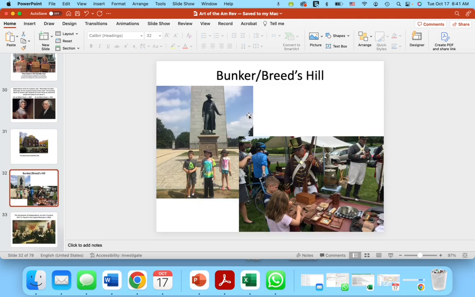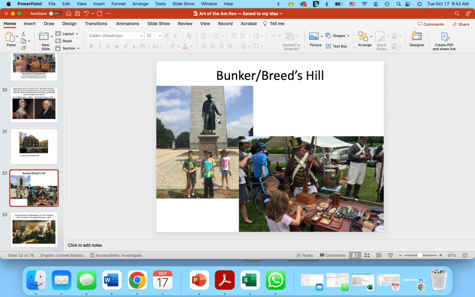We get the Battle of Bunker Hill. Actually, it happened on Breed's Hill. Okay, and here are my kids at the monument. And the British come up the hill. Stupidly, they attacked uphill, and the colonists waited till they were up close. Remember the famous order, don't fire till you see the whites of their eyes. Don't fire till they get up close.